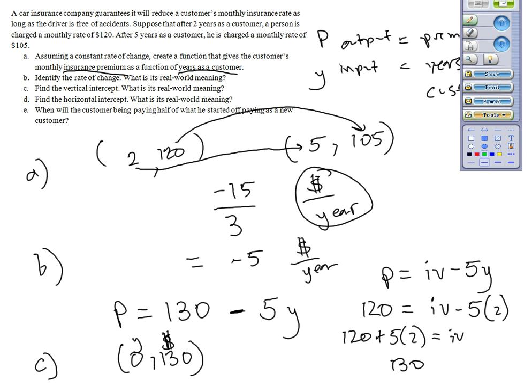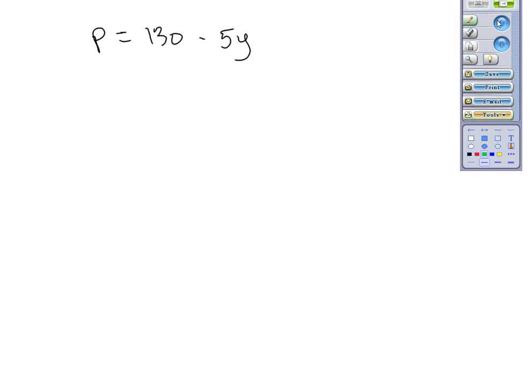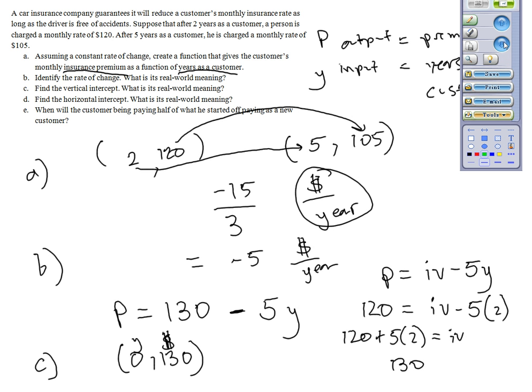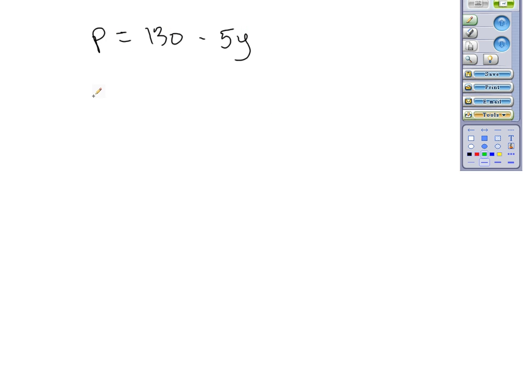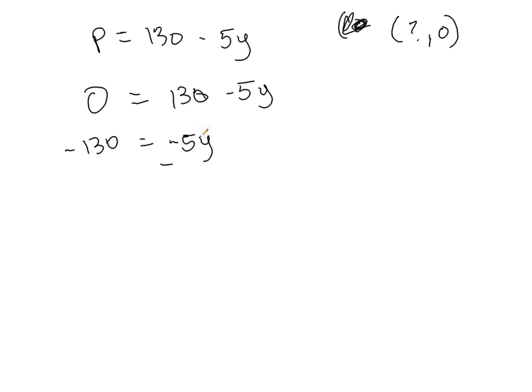Now we want to find the horizontal intercept. So the horizontal intercept is where the output is 0. So that means my premium is 0, because again, I want a point of the form something comma 0. Okay, so this is where my premium is 0. And now I solve for y, so I subtract my 130, and I divide by negative 5.